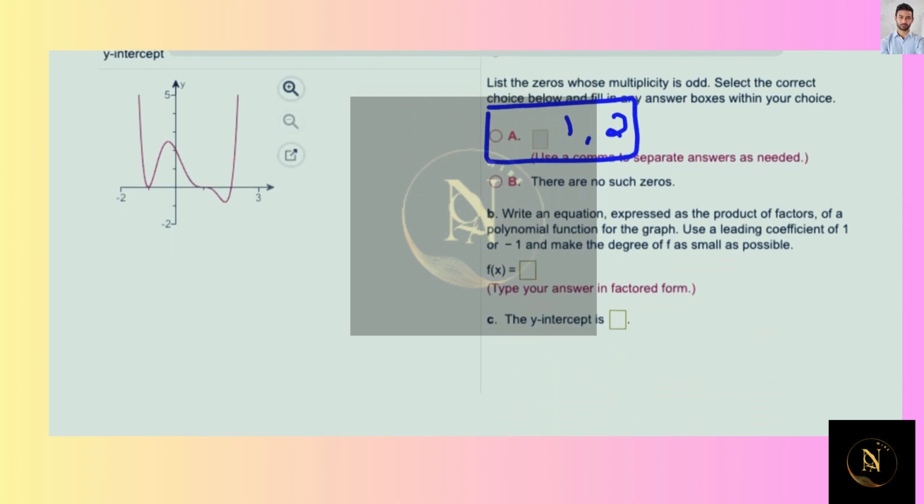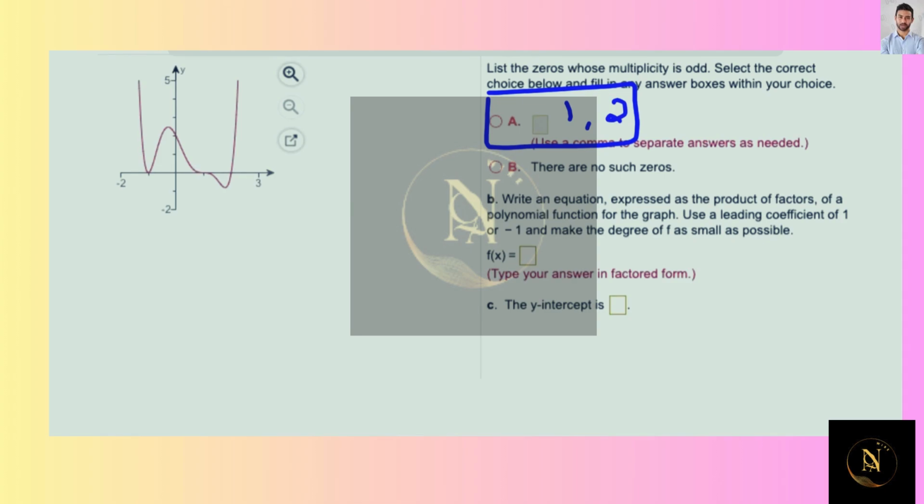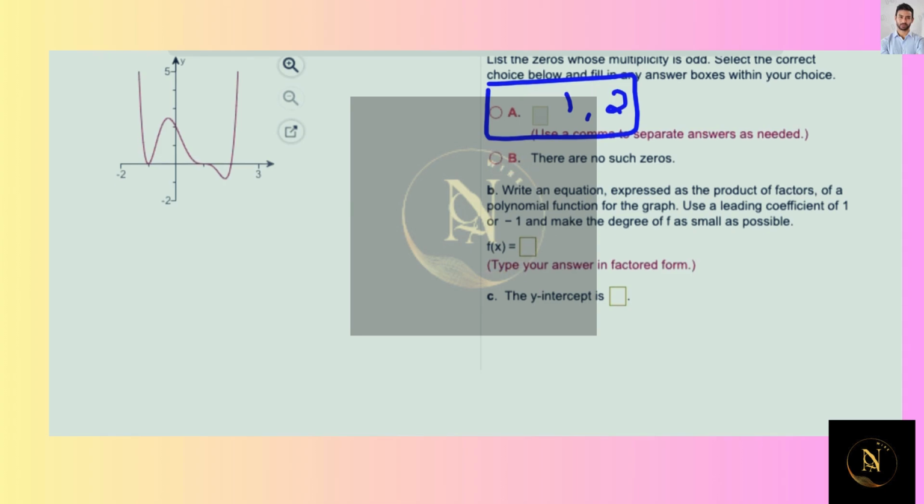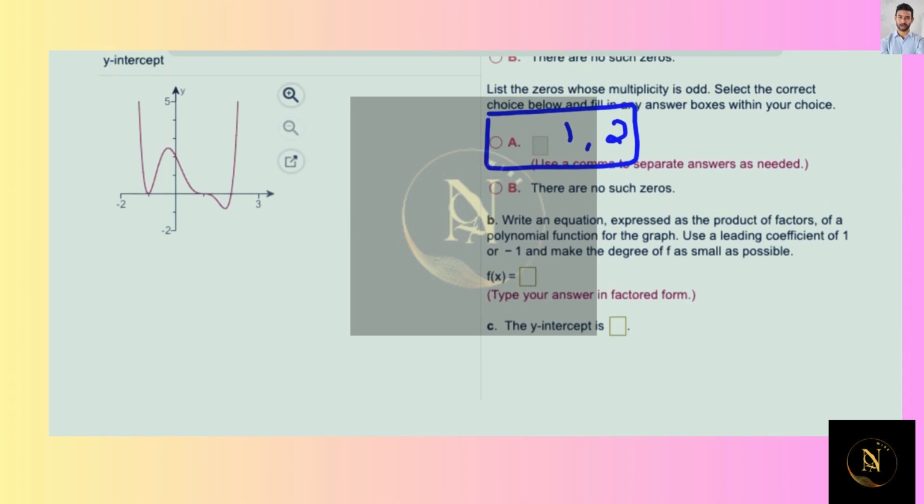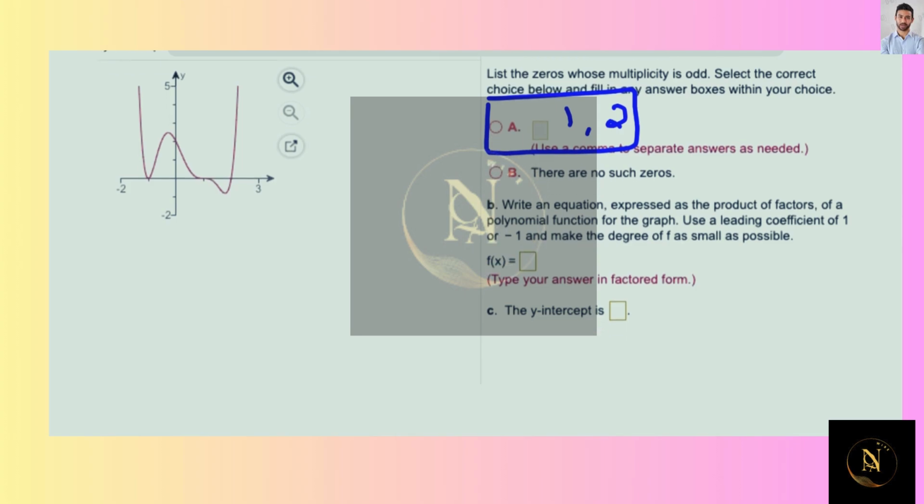We want to write an equation expressed as the product of factors. We want to use a leading coefficient of 1 or -1, and we'll make the degree as small as possible. So since one of the zeros is at -1 with multiplicity 2, the function would have an (x + 1) squared, because it's touching and turning around. By the factor theorem, x + 1 must be a factor if the zero is -1. Because it's not just going straight through, this has got to have a degree of at least 3.